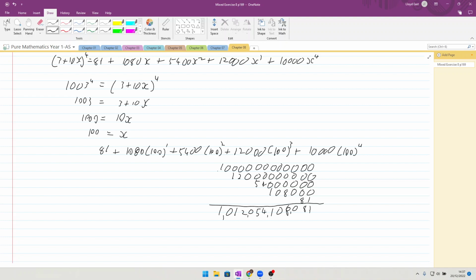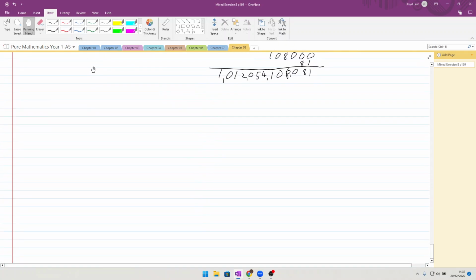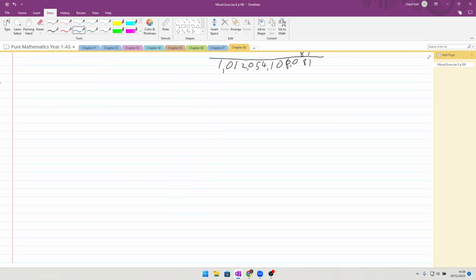Okay. Right then. Question 11. Let's get set up for question 11. Question 11. Expand (1 + 2x) to the power 12 in ascending powers up to x to the 3.